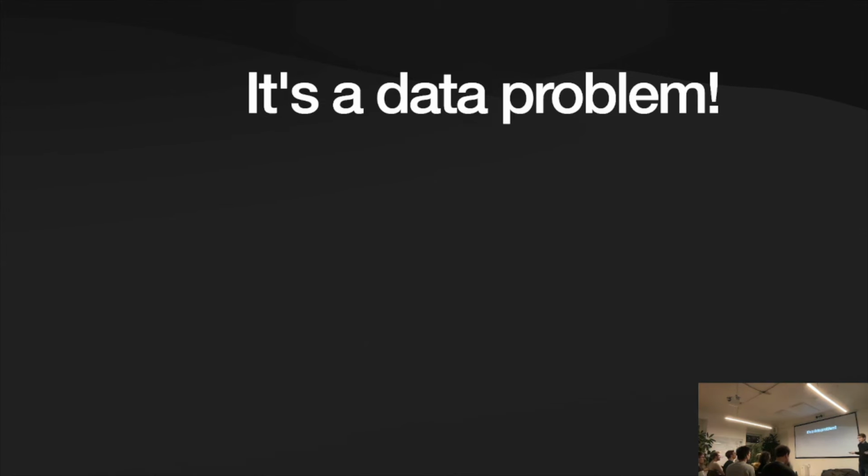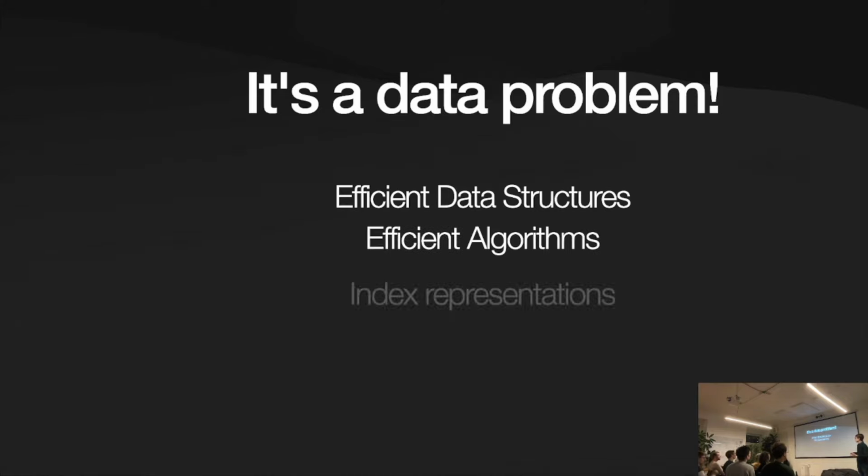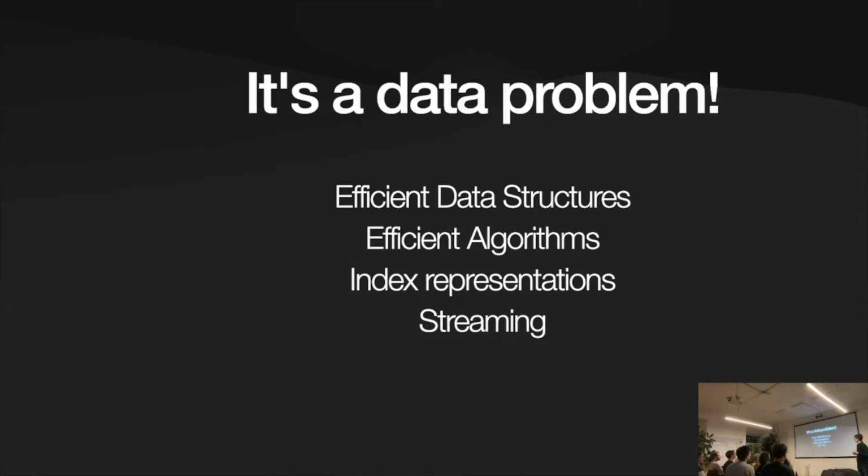So we can see that even though 3D is easier nowadays, it's still a data problem. We need efficient data structures and efficient algorithms. We need indexes to represent our data so that we can find things faster. We may need to support streaming from the web, because we can't download everything at once. And we need to do a lot of preprocessing, because everything we preprocess in advance is something the client computer won't need to do in the end.